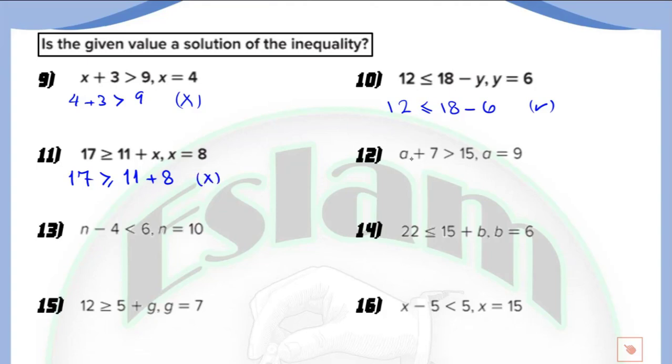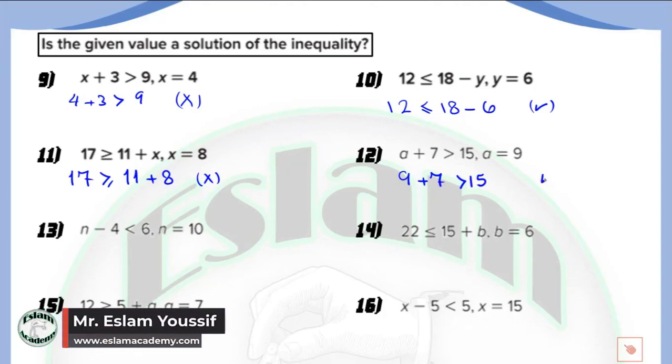In question number 12, we have a plus 7 more than 15. And instead of a, I will just replace it with 9. 9 plus 7 more than 15? 9 plus 7 equals 16. 16 is more than 15, so it will be one of the solutions. And that's how we can find if the number is one of the solutions or not.